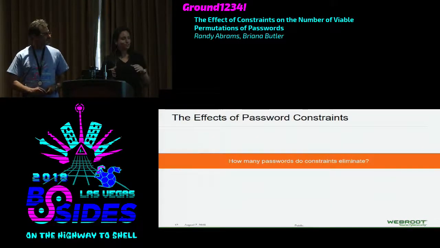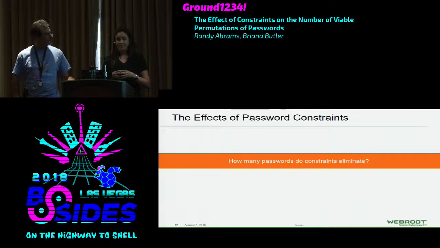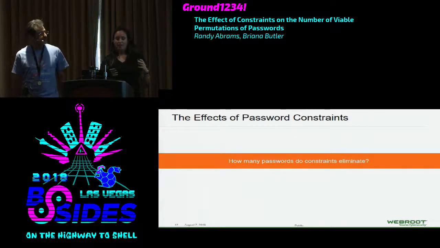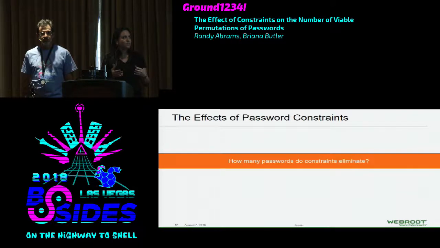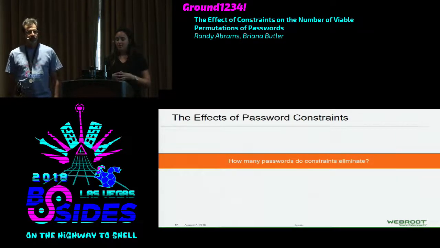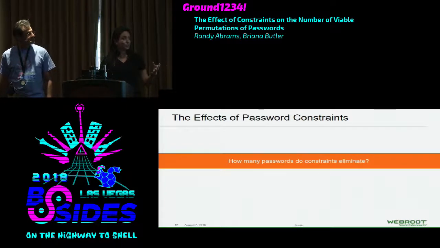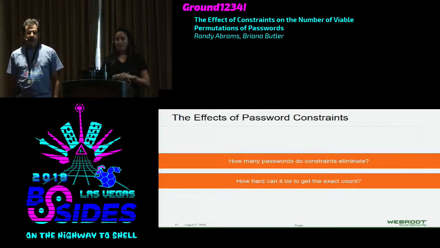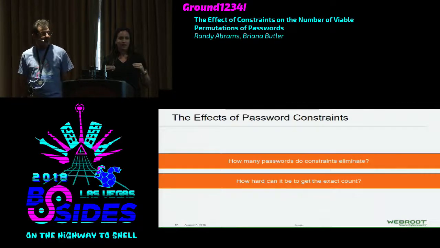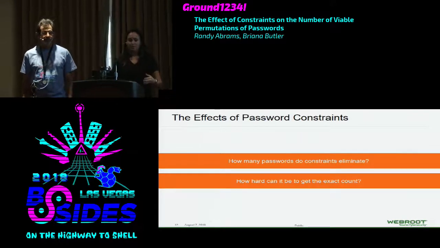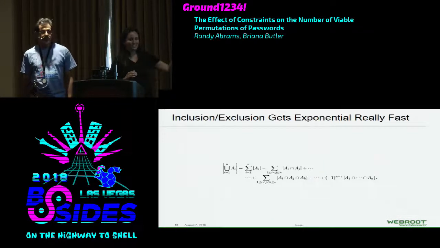All right, so with that, I'd like to introduce a few of the questions we were attempting to answer with our analysis. First, is there really an effect of imposing constraints on passwords, and does it really matter? And then one of the first questions is, how many passwords do constraints eliminate? And then, how hard could it be to get an exact count? We could look at a Monte Carlo simulation to get an approximation with a margin of error. We could also look at the inclusion-exclusion principle, and we would get an exact count, but now, inclusion-exclusion, who hasn't used this lovely phrase in a love letter?